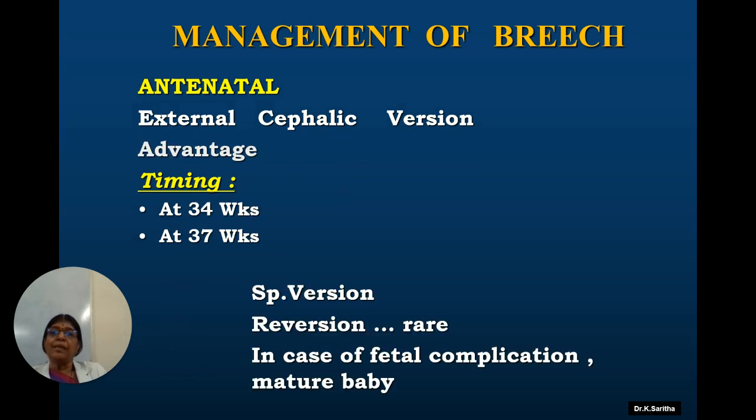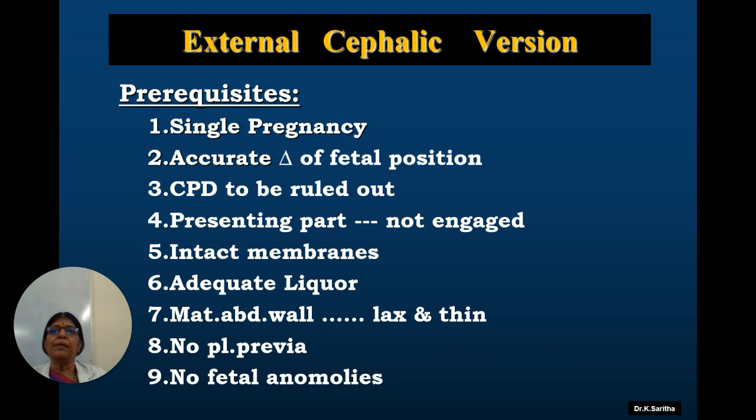Now, regarding timing, it is better to do towards term, that is at 36-37 weeks, because if you do at 34 weeks, because of the presence of liquor, the fetus might go back and revert to its original breech position. The advantage is that in case of a fetal complication at 37 weeks, in case there is any abruptio, or in case there is a fetal bradycardia, we are able to deliver the fetus vaginally and it is still going to be a mature fetus. Okay, so what are the prerequisites of external cephalic version?